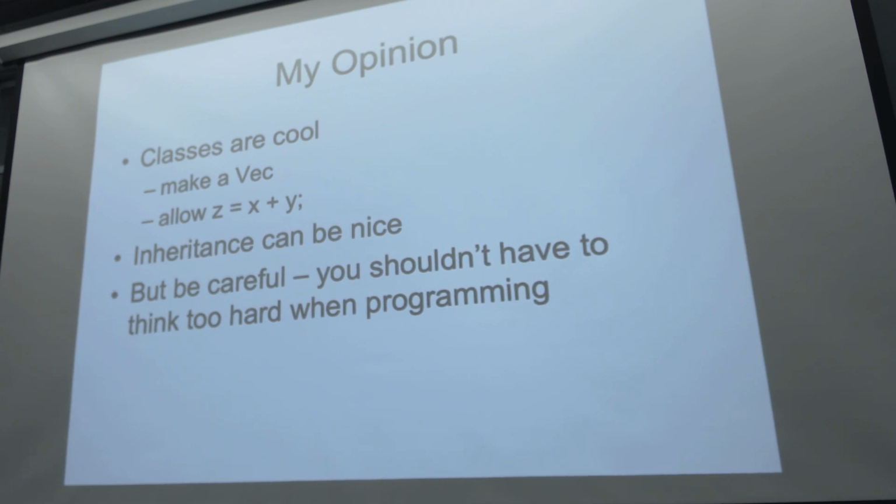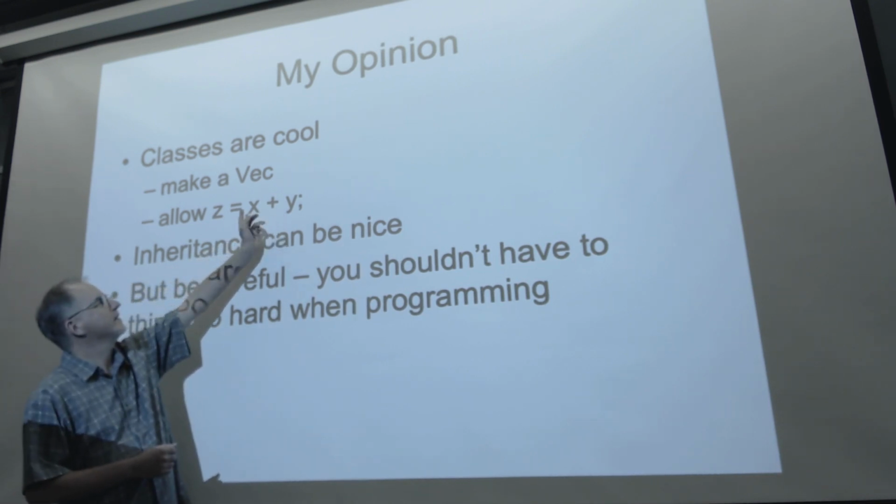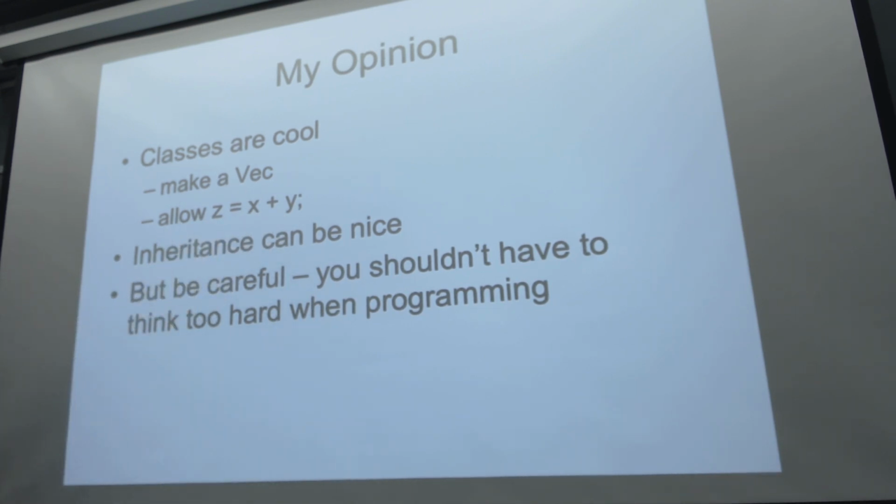My opinion, let's see. Classes are cool. You know, make a vector like X, Y, Z kind of thing. That's awesome. I think it's cool. You can overload operators to make those behave like mathematical kinds of things. Inheritance can be nice, but at a certain point it can go kind of overboard. It's just too hard to understand the structure of all these subclasses and inherited things, and you don't want to make it hard for everybody else.